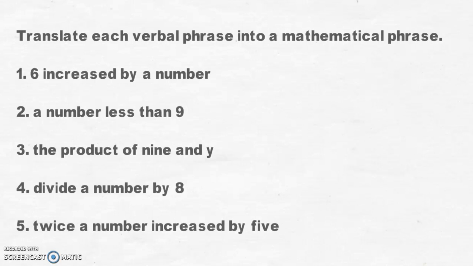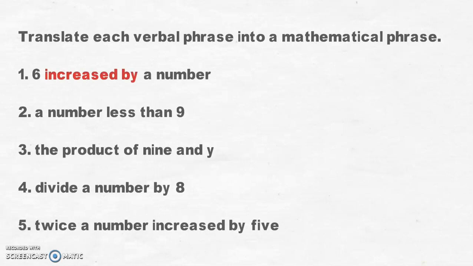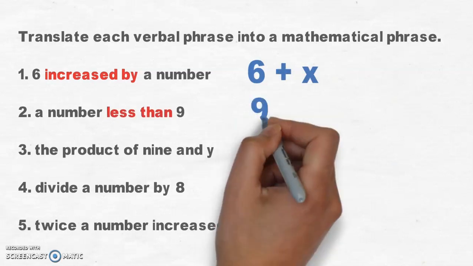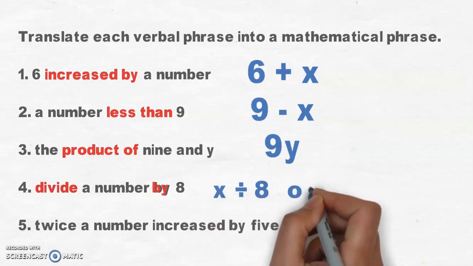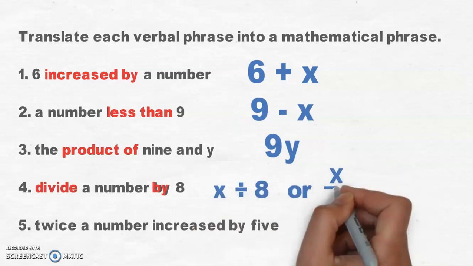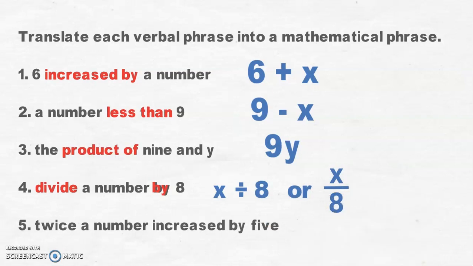Now, let us translate each verbal phrase into a mathematical phrase. Number 1, 6 increased by a number is 6 plus x. Number 2, a number less than 9 is 9 minus x. Number 3, the product of 9 and y is 9 times y or 9y. For number 4, divide a number by 8 can be translated to x divided by 8 or x over 8. For number 5, twice a number increased by 5 can be written as 2x plus 5.